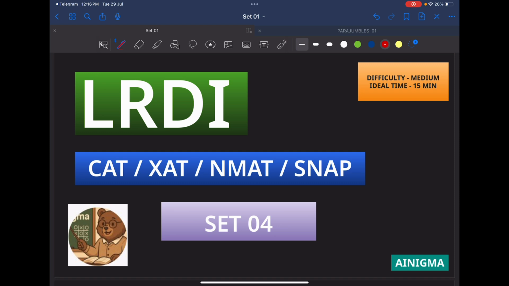So this is a medium difficulty set. You can say the maximum time that you should take for solving this set should be 18 minutes. If you're pushing it really hard, then 20 minutes. You should not be giving more than 20 minutes in this set.